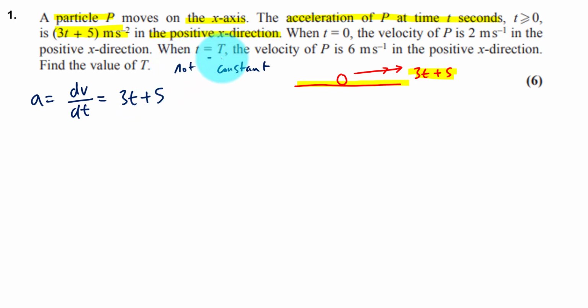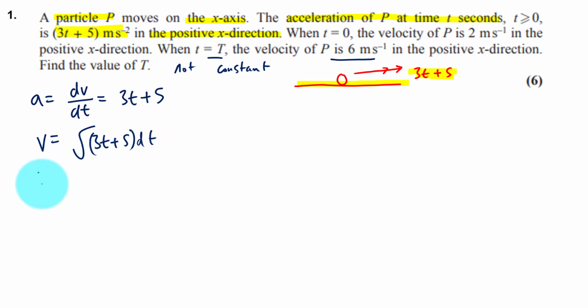Now when t equals T, the velocity of P is 6 meters per second. Find the value of T. So first we need to find the velocity, so the velocity equals the integral of dv/dt, which is 3t plus 5 with respect to t. That will give us the velocity.